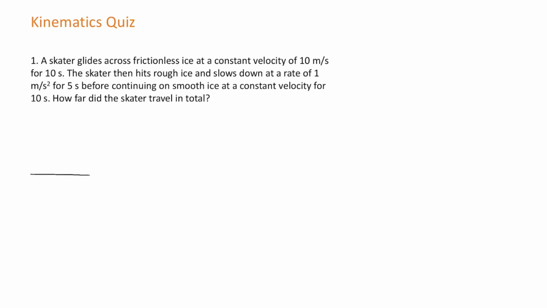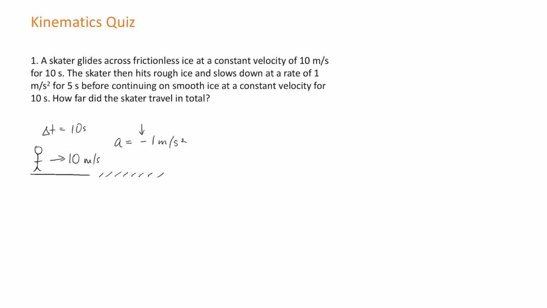So in this question, we have a skater who glides across frictionless ice at a constant velocity of 10 meters per second, and this takes them 10 seconds. The skater then reaches a rough patch of ice and starts slowing down at a rate of 1 meter per second squared. So we will write that their acceleration is equal to negative 1 meter per second squared.